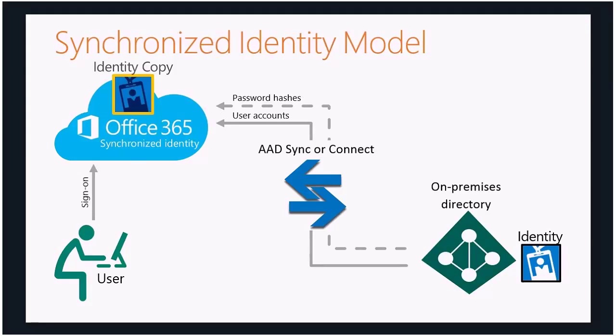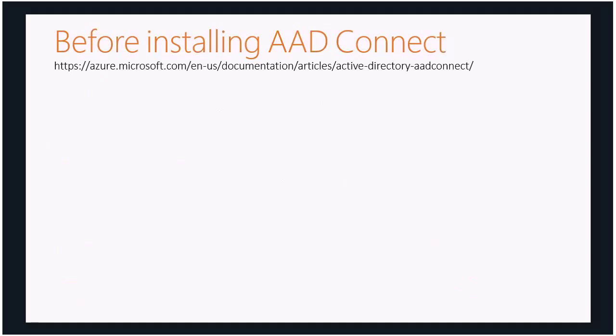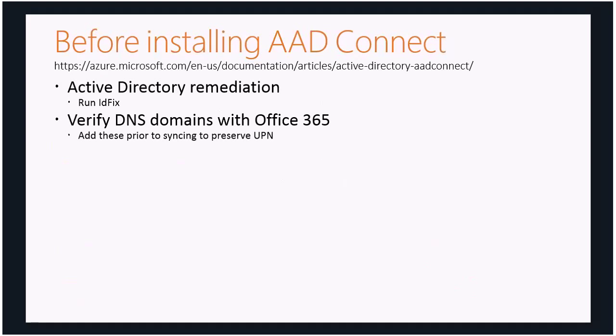So before you run out and start installing Azure AD Connect, a couple of things to keep in mind. You probably need to sit down and run the Microsoft tool to test your AD environment, which is IDFix. Then you need to verify that your DNS is all set up. You have a custom domain set up that matches your users, and you'll need to make sure that the UPN of your users on-premise matches the users that are going to be in the cloud if they already exist.